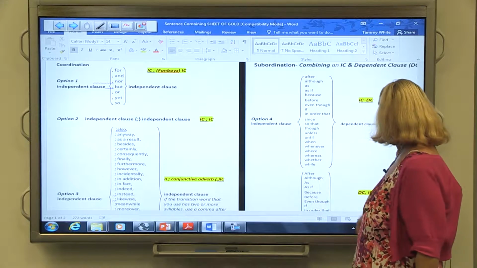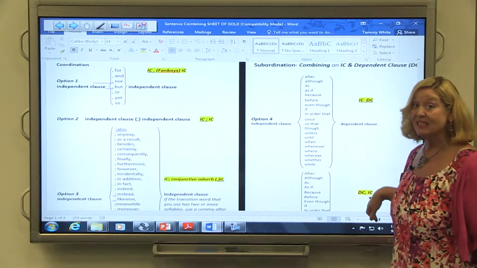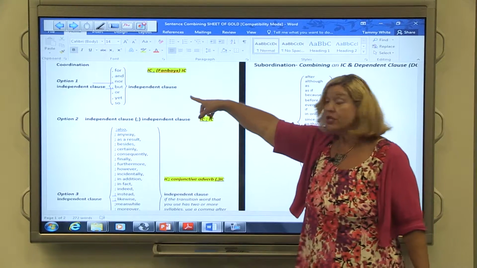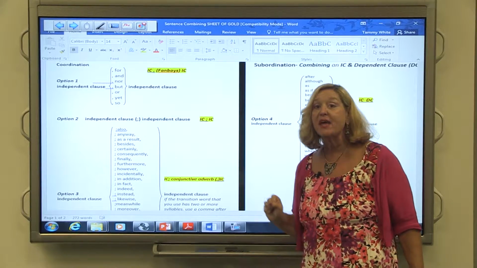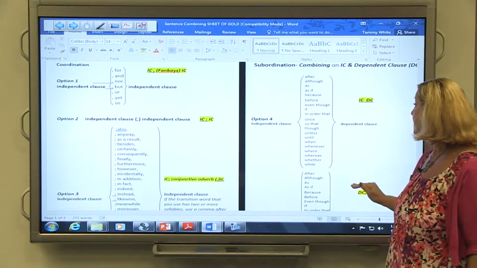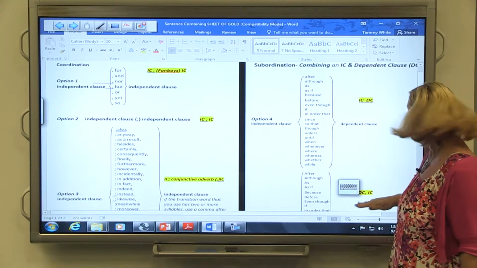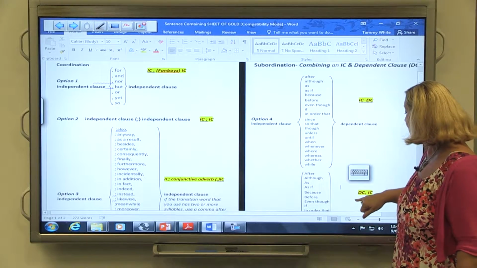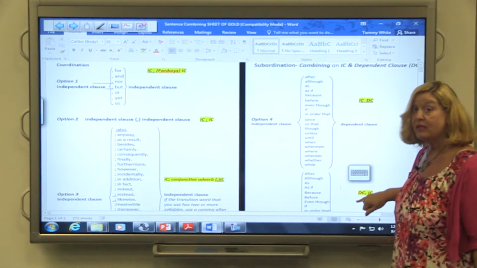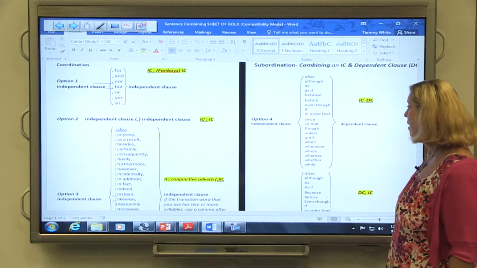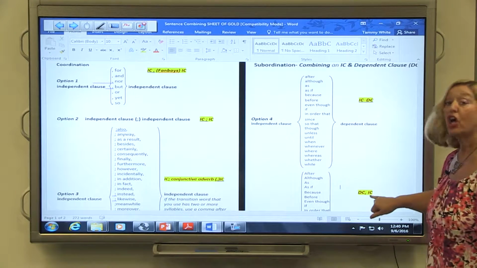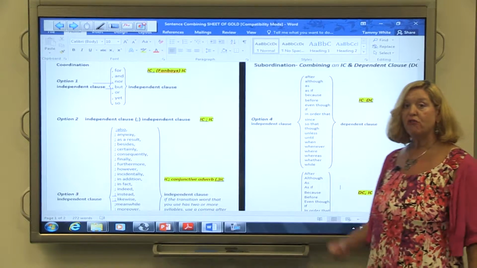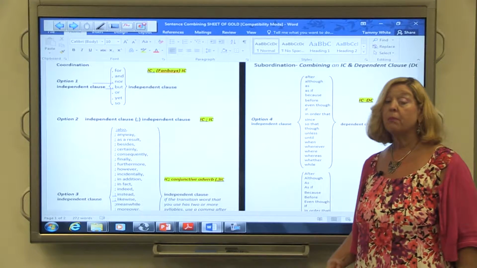Can I put them together just with a comma? Yes. Now I can't do that with two complete thoughts. Why? Because I can only do that with a fanboy. We're not using fanboys here, but we're not putting together two complete thoughts. We're putting together a dependent thought, dependent clause, and an independent clause. After he finished his snack, comma, he was no longer hungry, period.